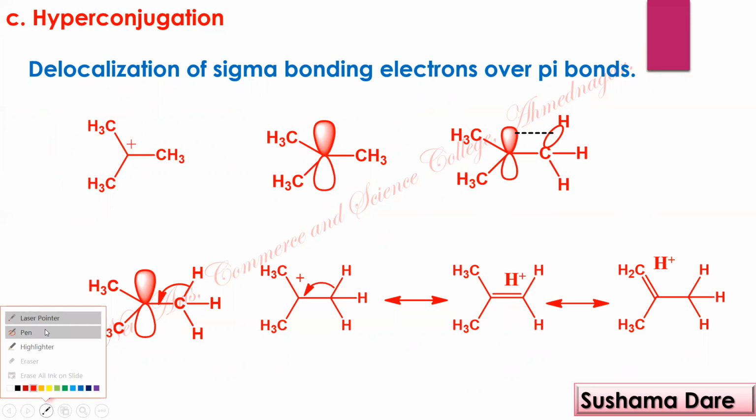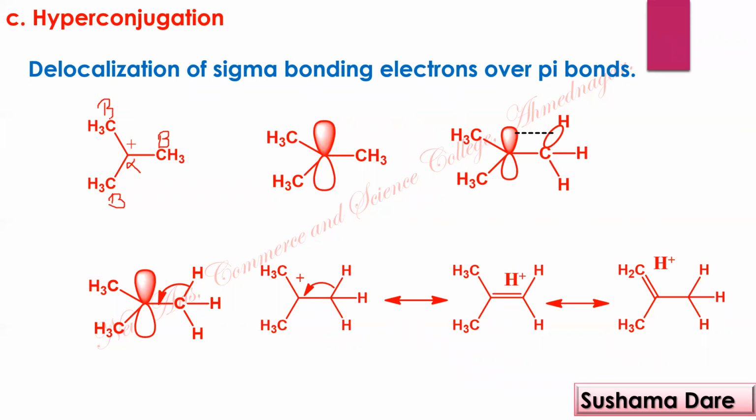So a leaving group is attached to this carbon, so we call this the alpha carbon. All the remaining carbons are beta carbons. For the hyperconjugation effect, we need beta hydrogens. Here there are 9 beta hydrogens. So as the number of beta hydrogens increases, the hyperconjugation effect also increases.